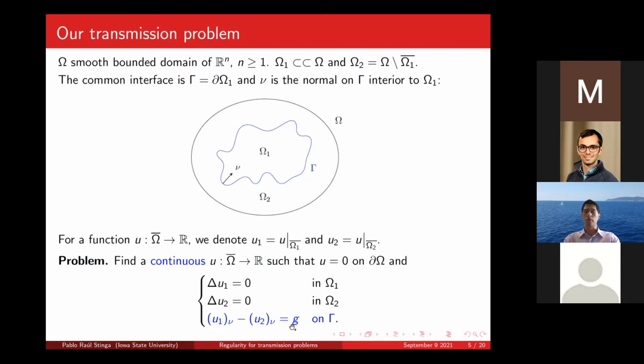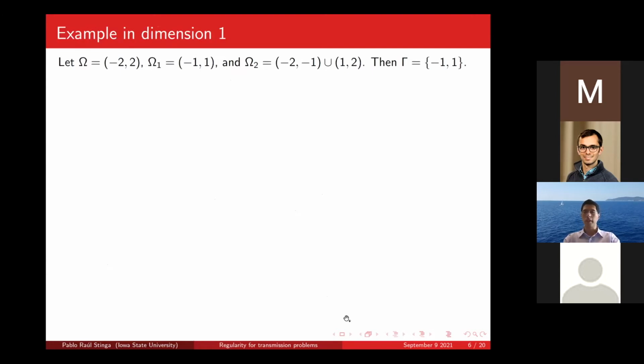plus this g. Before continuing, let's put an example in dimension 1 so we understand what is happening here. So say omega is the interval minus 2, 2. And omega 1 is the interval minus 1, 1. So then whatever is left is omega 2. So the intervals minus 2, minus 1 and 1, 2. And then the boundary of omega 1 is the interface. So the points minus 1 and 1.